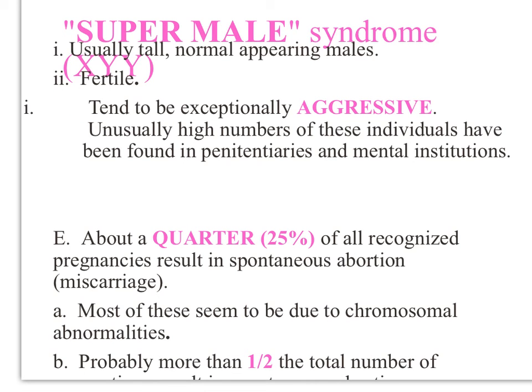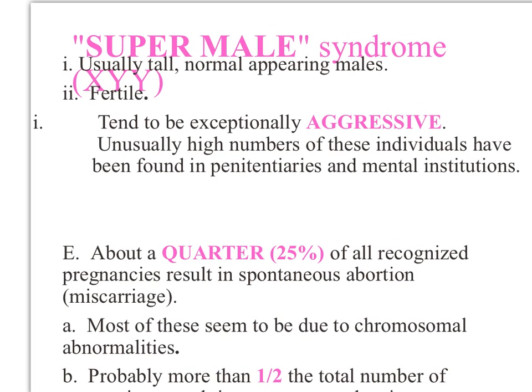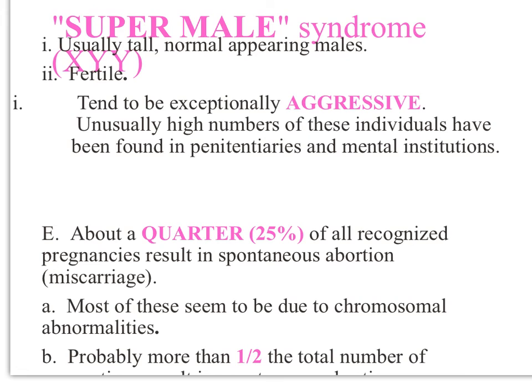So the last one we're going to talk about is super male syndrome. So these are going to be, sorry about Gemma in the background, XYY. So they are usually going to be fertile, which is unlike some of the other cases. They're usually going to be tall and they appear very normal on the outside. But one difference is that they are usually exceptionally aggressive.